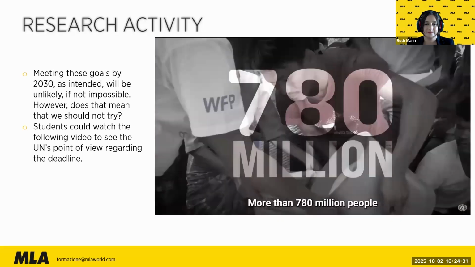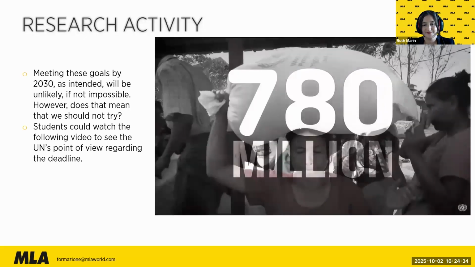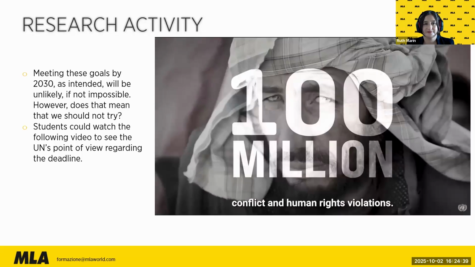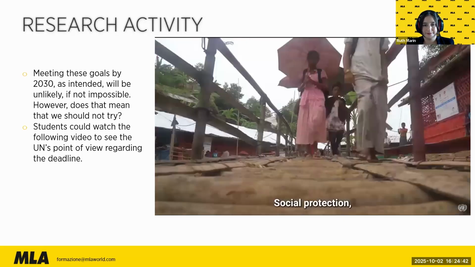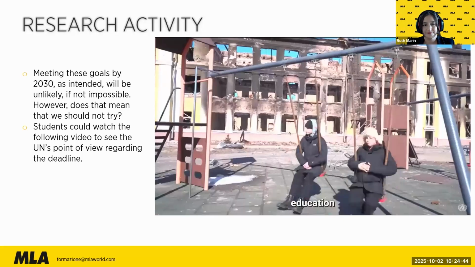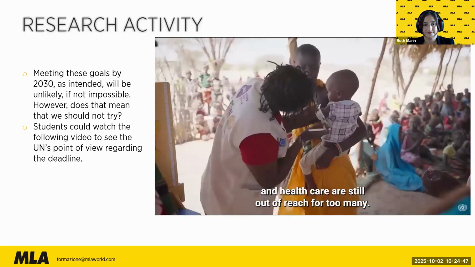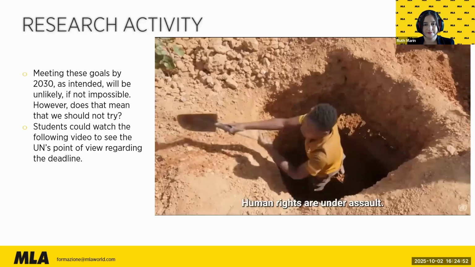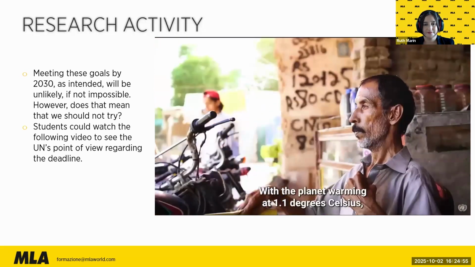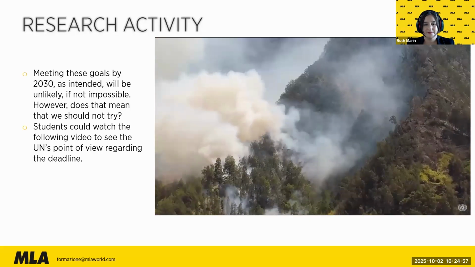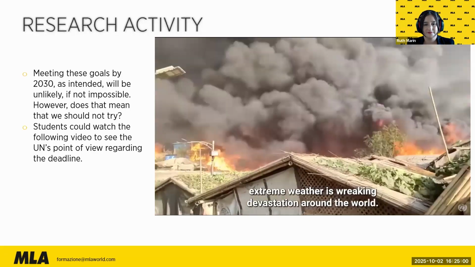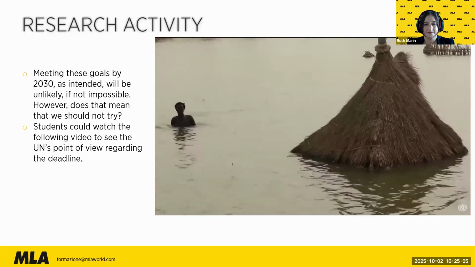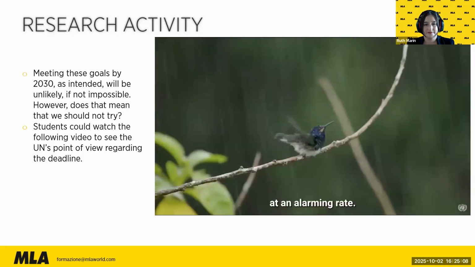More than 780 million people face chronic hunger. More than 100 million families are fleeing war, conflict, and human rights violations. Social protection, education, and healthcare are still out of reach for too many. Human rights are under assault. With the planet warming at 1.1 degrees Celsius, extreme weather is wreaking devastation around the world. Biodiversity is being lost at an alarming rate.